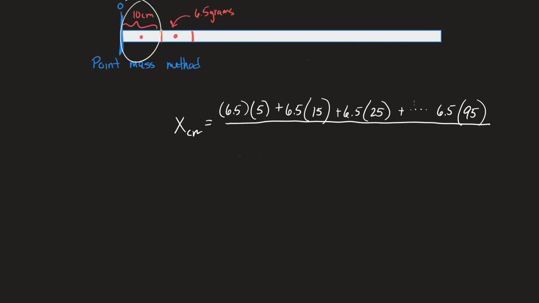Because I realized right away that I could factor out the 6.5 from all of them. I would encourage you to look for stuff like that, because then inside it's just a sum of 5, 15, 25, 35, 45, 55, 65, 75, 85, and 95. And that's what's inside. So if you add all those things up and then divide by 65, you'll get 50 centimeters.